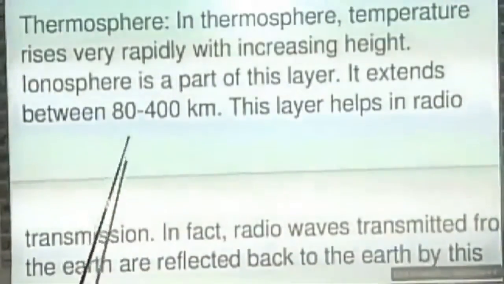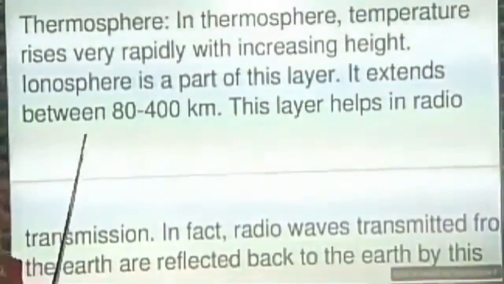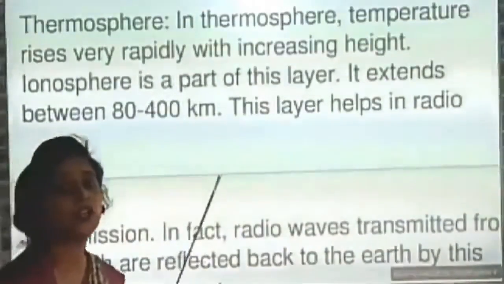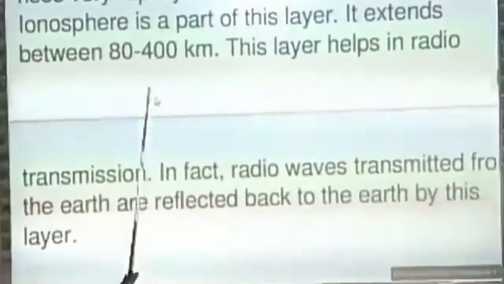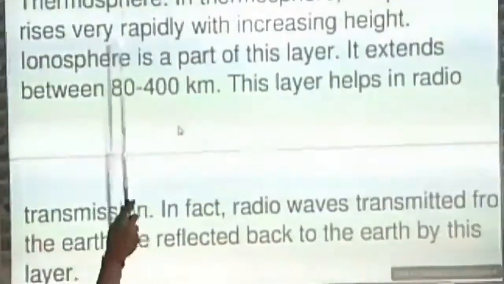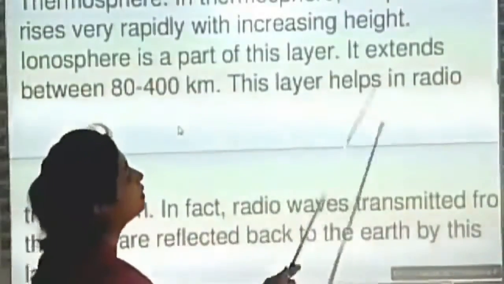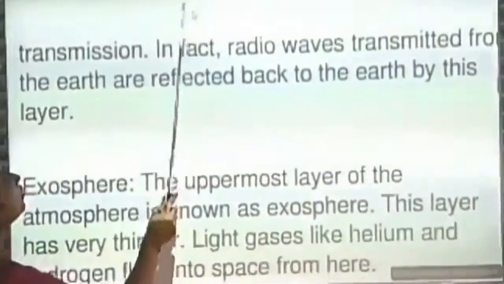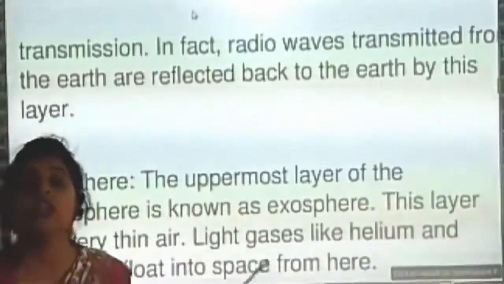You learned in the previous paragraph that the mesosphere extends to 80 kilometers, and above 80 kilometers to 400 kilometers, which layer comes? The thermosphere. This layer is involved in all radio transmission. You are listening to the radio, seeing the television, using the mobile. That transmission happens by this layer.